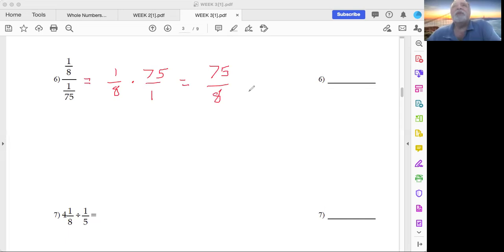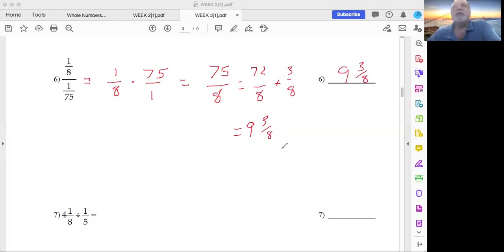So now I have to come up with a mixed number to express this, right? I'm going to do a little guesswork here. 8 times 10 is 80. 8 times 9 is 72. Okay, so I can rewrite this as 72 over 8 plus 3 over 8, right? That's allowed. 72 over 8 is going to be 9, and then 3/8 is going to stay 3/8. So this becomes 9 and 3/8.